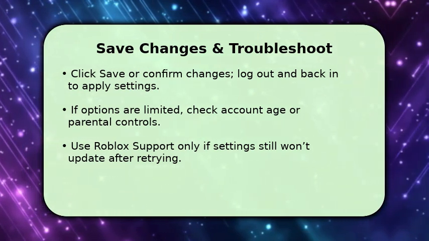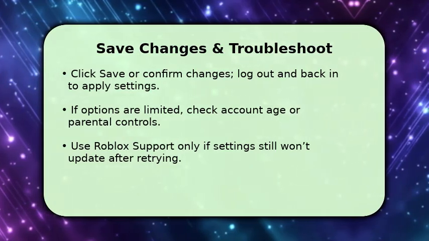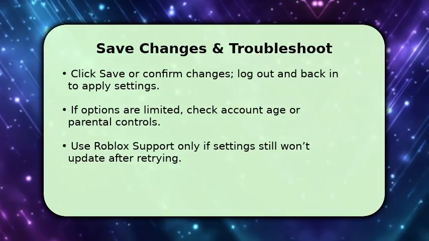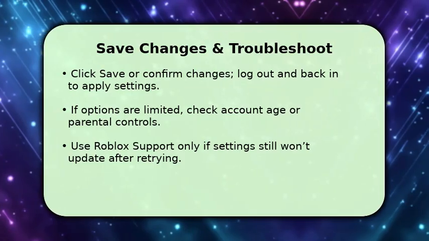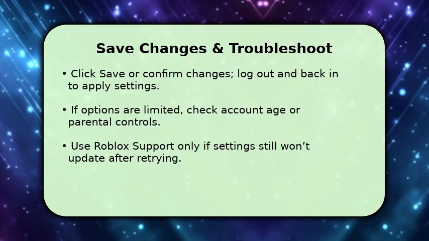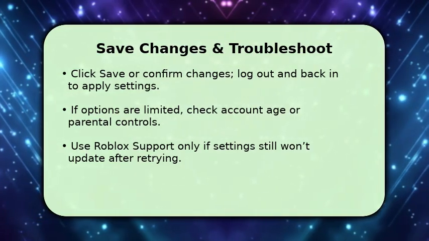If some options are locked or grayed out, make sure account age is correct and that parental controls aren't restricting choices. If settings still won't update, clear the app cache or try a different browser. And if problems persist, contact Roblox support with account details. This troubleshooting step prevents lingering permission mismatches.